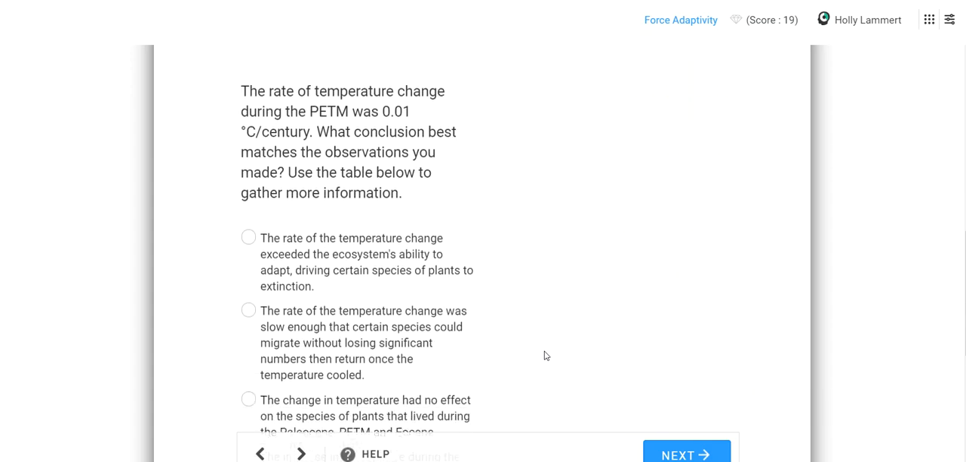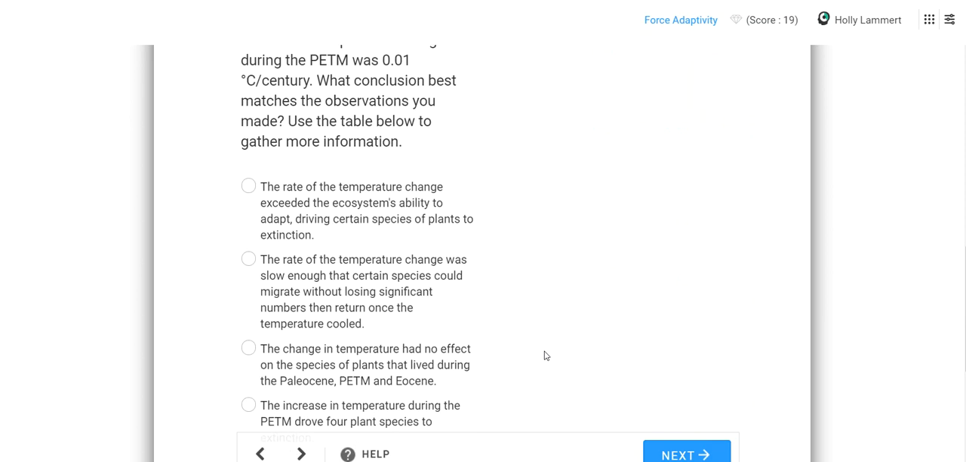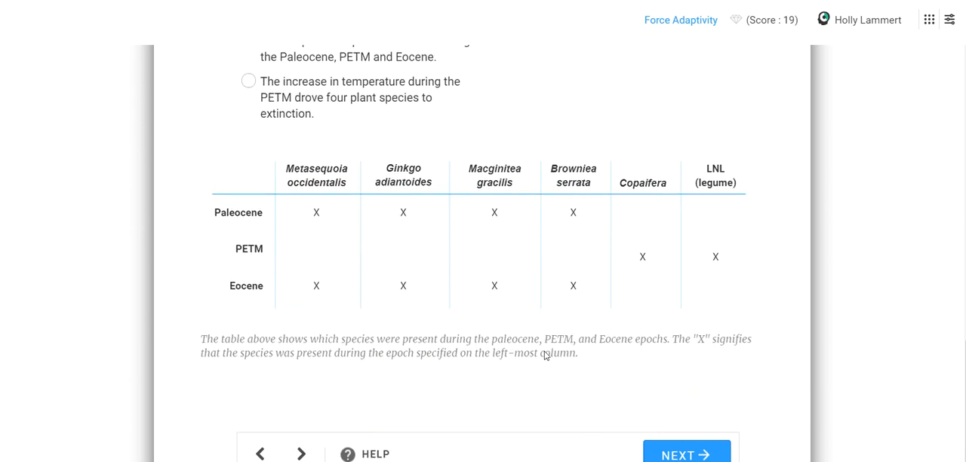The rate of temperature change during the PETM was 0.01 degrees Celsius per century. What conclusion best matches the observations you made? Use the table below to gather more information. All right, so let's take a look at this table. Here we have a bunch of different types of plants. That ginkgo is one that I noticed in the picture. And maybe you want to take a look at what those look like.